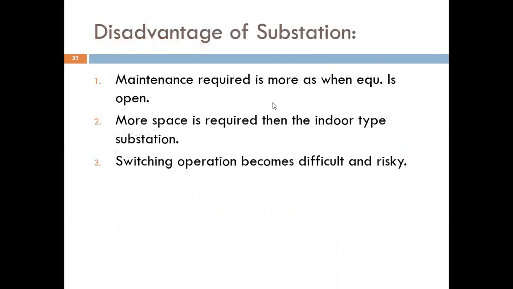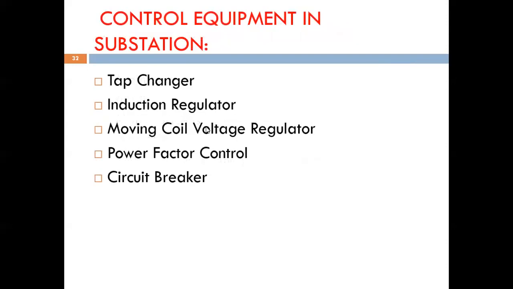Now the disadvantages of the substation. The maintenance required is more when the equipment is in the open. More space is required than for indoor substations, and switching operations become difficult and risky in the rainy season. So these are the main three disadvantages of an outdoor substation. Now the control equipment used in a substation. There are mainly five control equipments used in a substation.